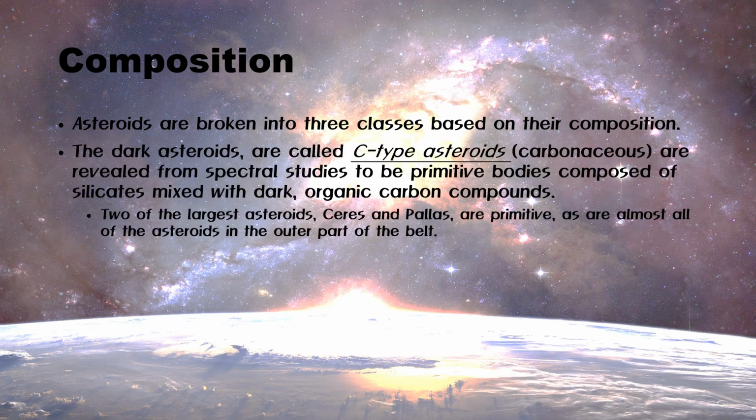The dark asteroids are called C-type asteroids, or carbonaceous. These are revealed from spectral studies to be primitive bodies composed of silicates mixed with dark organic carbon compounds. Now, 2 of the largest asteroids, Ceres and Pallas, are considered to be primitive asteroids, as are almost all of the asteroids in the outer part of the belt.